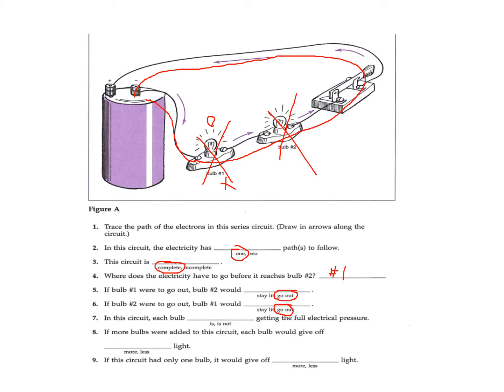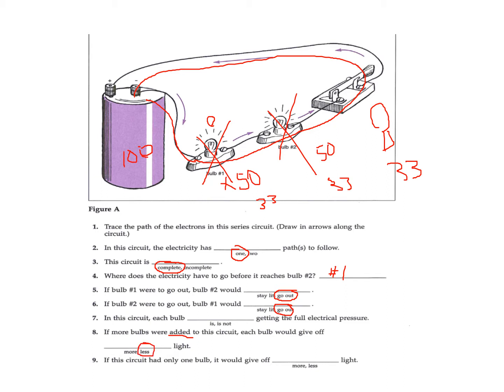If you add more light bulbs, it means they have to share more. So if this is $100 of electricity, it will be 50 and 50. And if I have another light bulb here, then it will be 33, 33, 33. They have to share. Okay, so if you add, each bulb will give off less light.